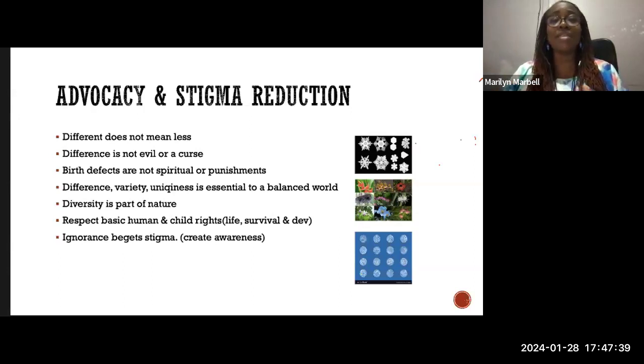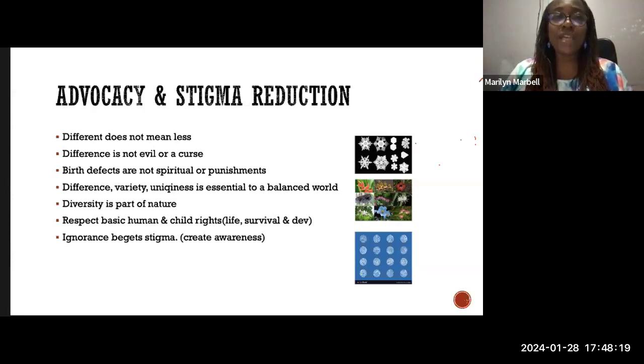So I want us to look at the pictures I've put here. A snowflake. Look at these different shapes. Apparently all the snowflakes that come, each one is different. None of them look the same. Look at nature, different kinds of flowers, they all look different. Even our thumbprints, they say even twins don't have the same thumbprints. So difference does not mean less. And difference doesn't mean it's evil or a curse. Birth defects are not spiritual. They are not punishments.